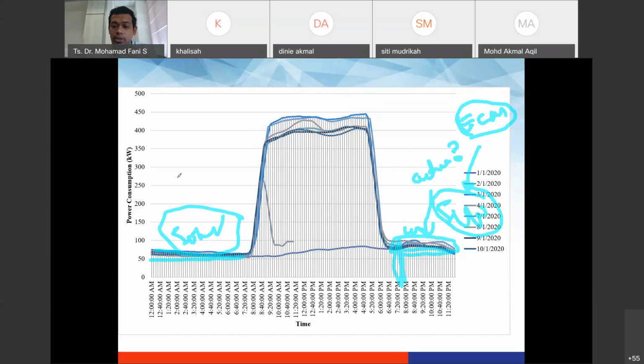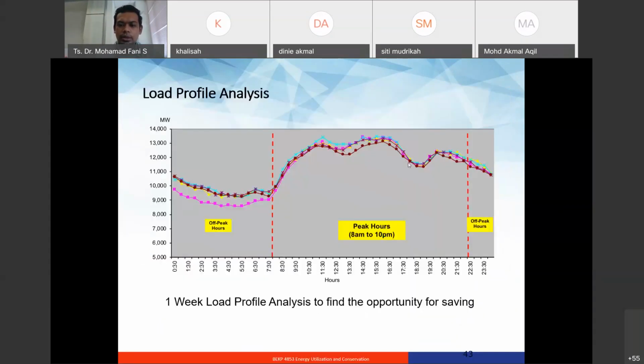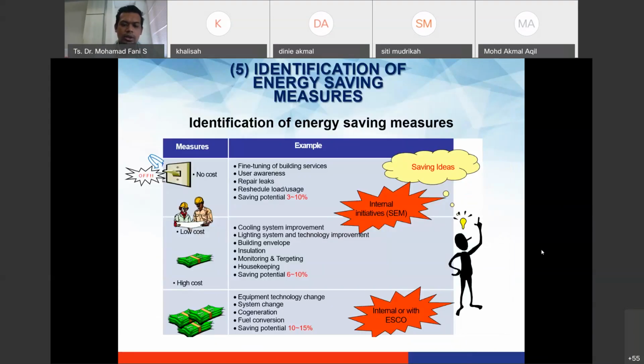So as an auditor, you must know how to analyze this. That's why in the first on-site survey, the auditor must understand the operations of the building. See what the activity is, what the human activity is over there, so you can come up with your own idea on how to solve this activity, or suggest another solution for it. To prepare the ECM, start from no cost, low cost, and high cost. After that, the auditor must come up with the no cost, low cost, and high cost measures.